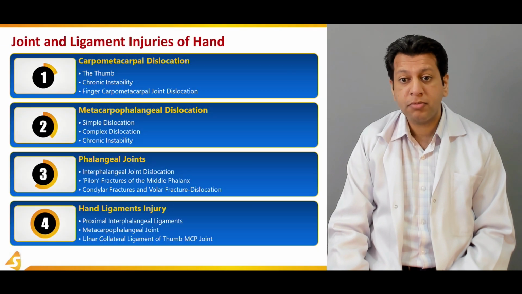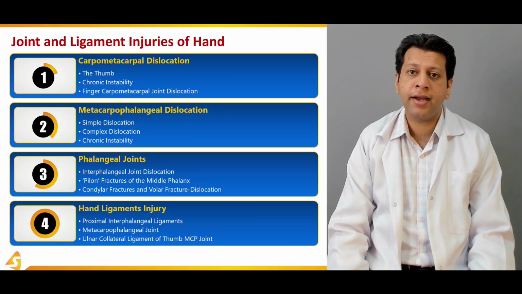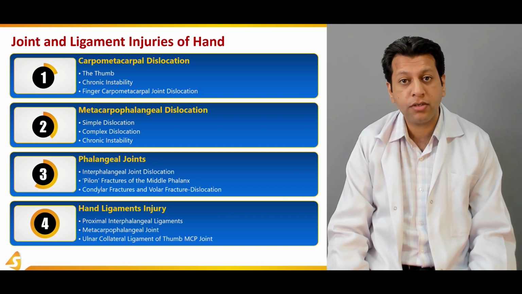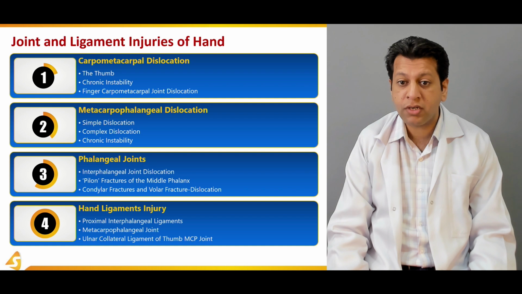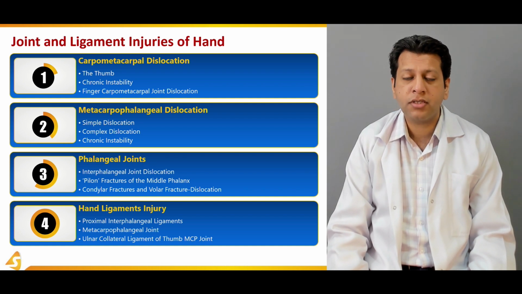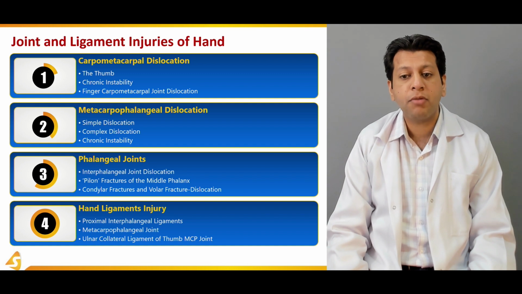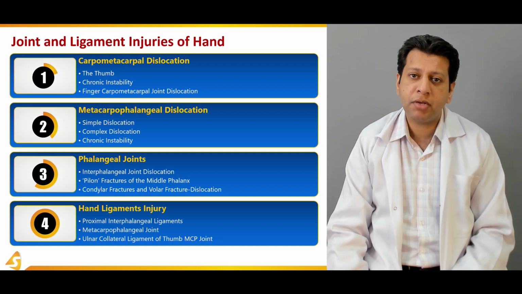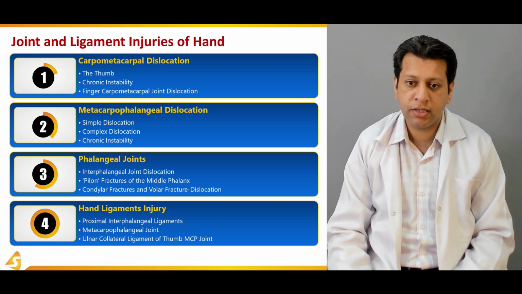In the first section we're discussing some of the hand dislocations, especially the carpometacarpal dislocations, which is most commonly associated with thumb, and in thumb's chronic instability, and lastly we'll be discussing 4th and 5th finger carpometacarpal joint dislocation. Usually most commonly it is involved with the thumb, but sometimes even the 5th finger can also occur.